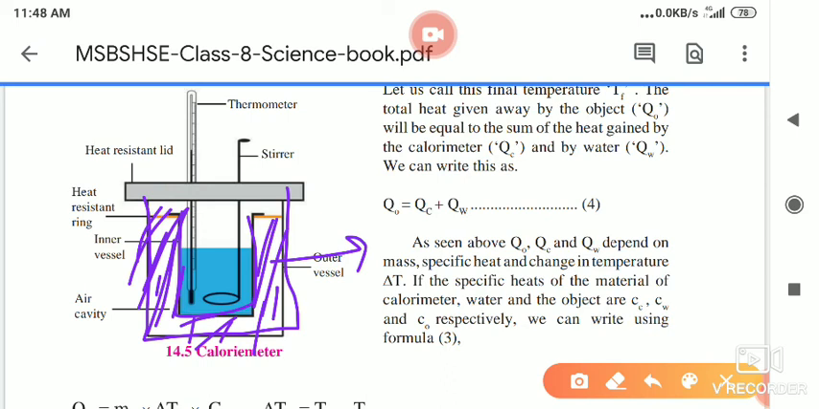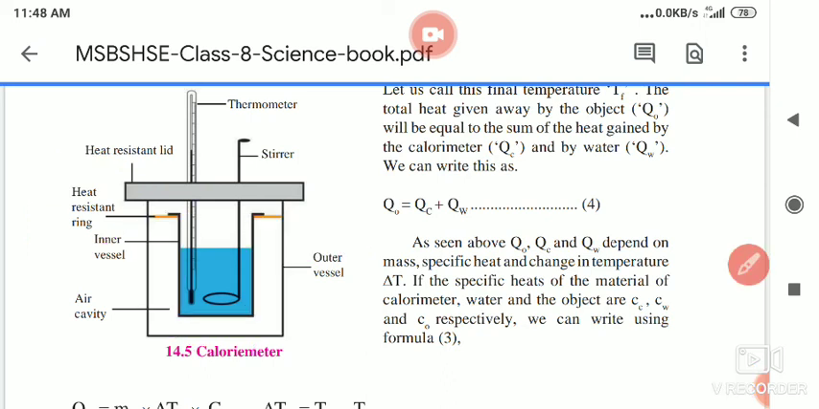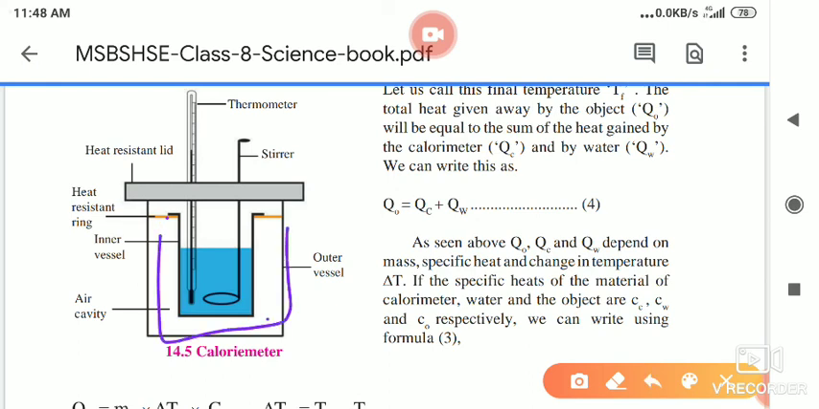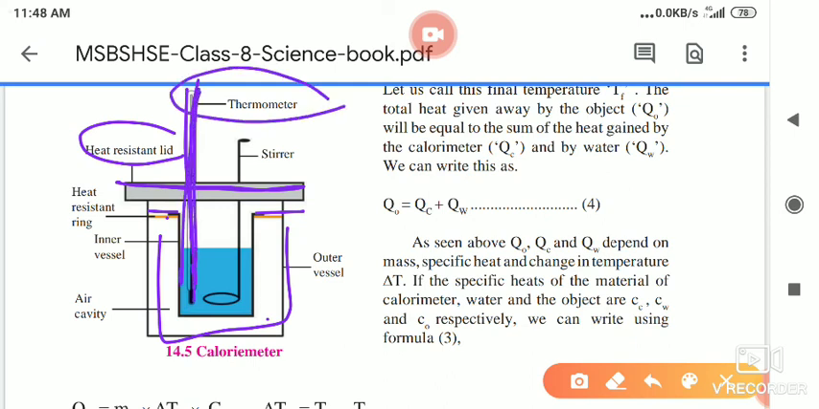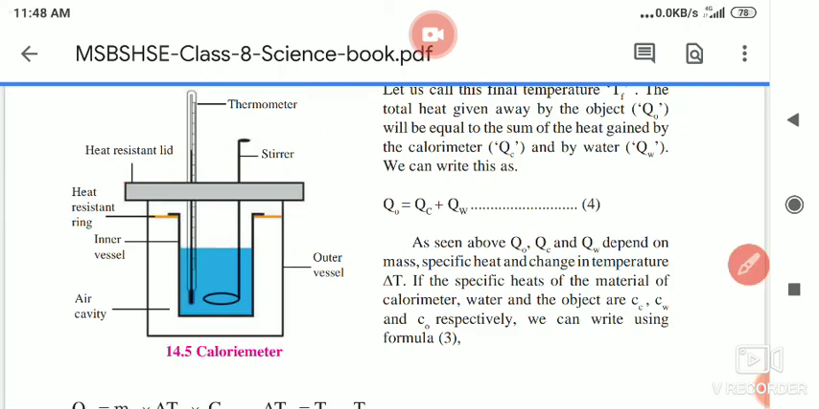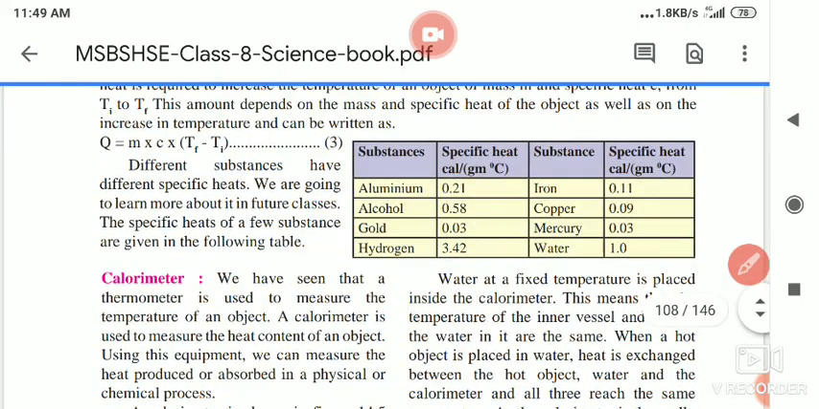And here one heat resistance ring is given. Here an air cavity is shown. Sometimes that heat resistance material is also filled in. Here the air cavity is given, and here the rubber ring is towards the outer. Above this it has a heat resistance lid also, and in that lid there are holes. One is for the thermometer and another is for the stirrer. So in this way it is the construction of the calorimeter.